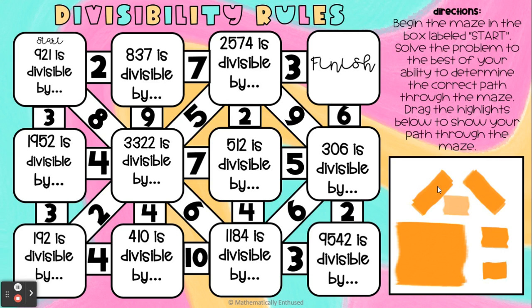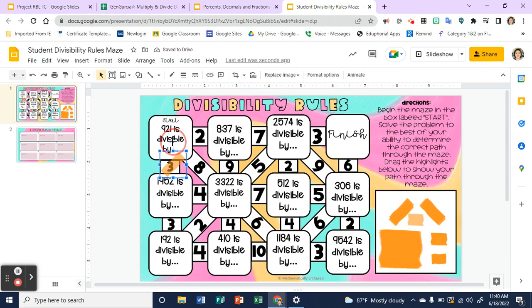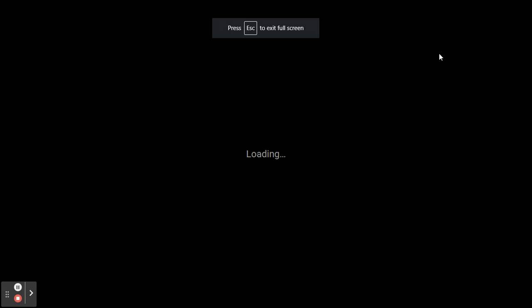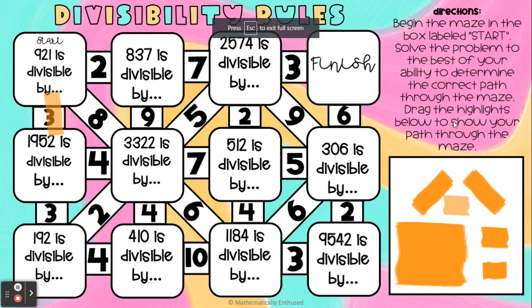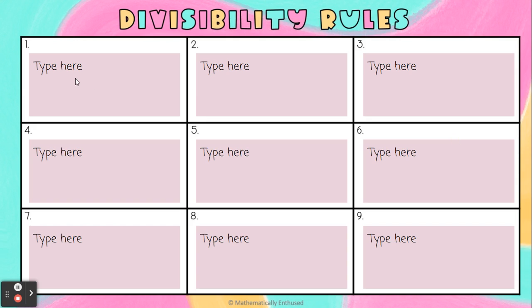So as you're going through the maze, you will start and you will read it. You will put the answer where it goes, maybe something like that. You also have the next slide where you can also type in your answer if they prefer to do it like that. Now they're working together in a group.